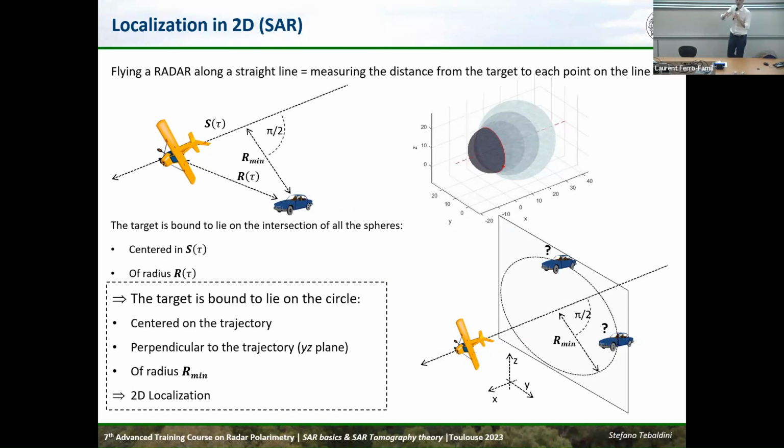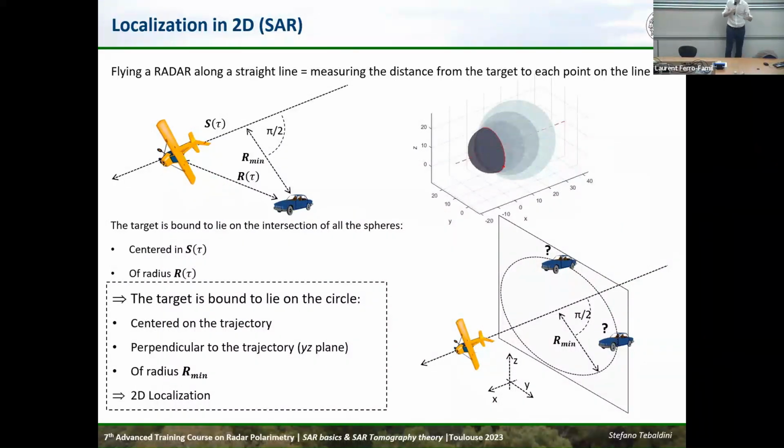Now, the intersection of all the spheres, this is a sheer geometrical exercise, is a circle. And this circle is always perpendicular to the trajectory, and its radius is given by the minimum distance. This is also called the closest approach distance or the zero Doppler distance. Okay, this is just radar jargon. But this is important: if your experiment is about having a radar on an aircraft that flies, then you have a two-dimensional localization capability. And you are sure that after this experiment, if you process the data correctly, your target has to be found here, somewhere in this circle.